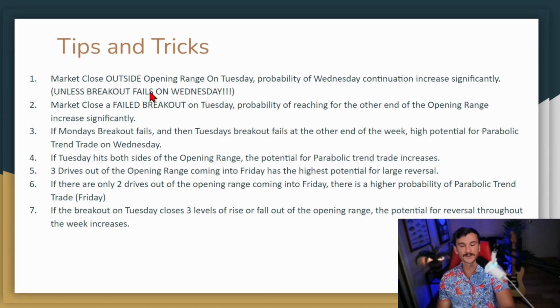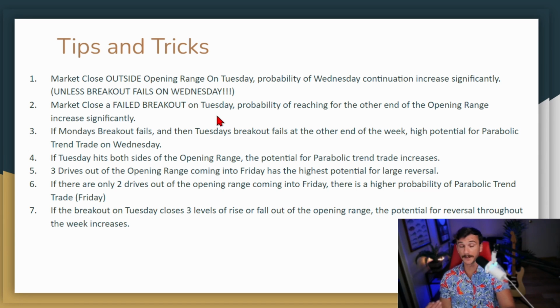So if market structure is telling you, hey, market go down, I'm going to go with that. And I'm going to say, well, this might be a failed breakout on Wednesday. But a lot of times that doesn't happen. It turns into an opening range breakout on day 3, and it could turn into a large parabolic move on Wednesday. Number 2, market closes as a failed breakout on Tuesday.